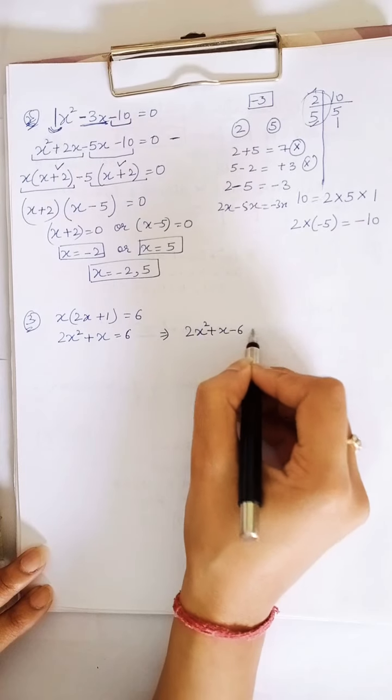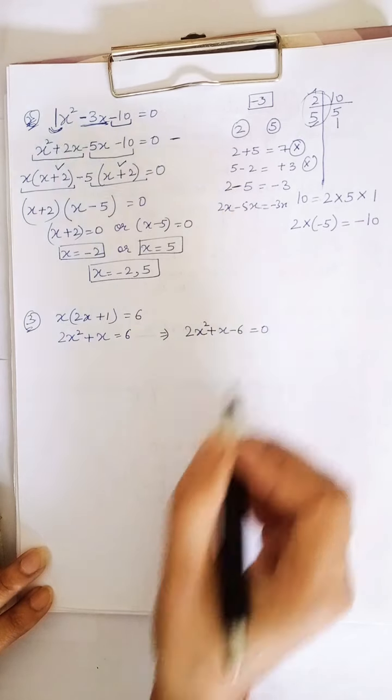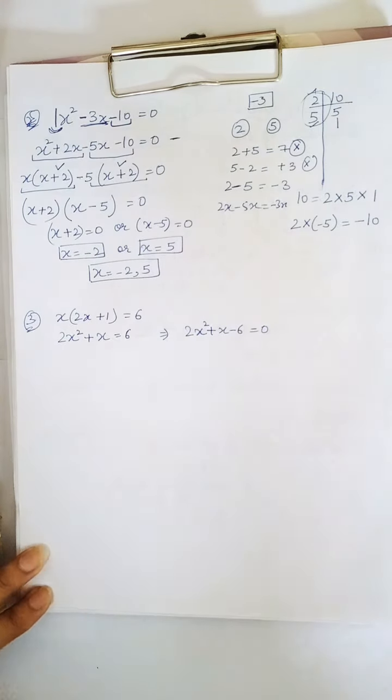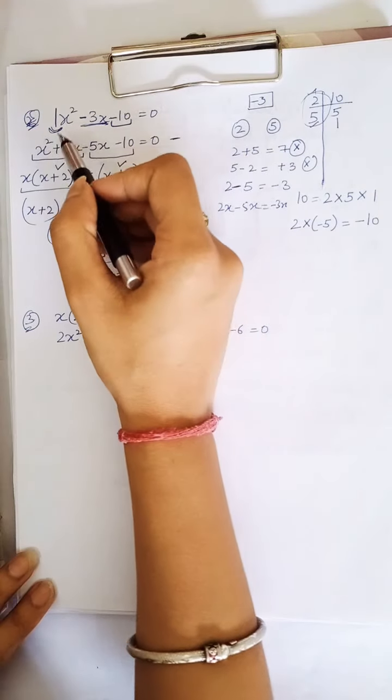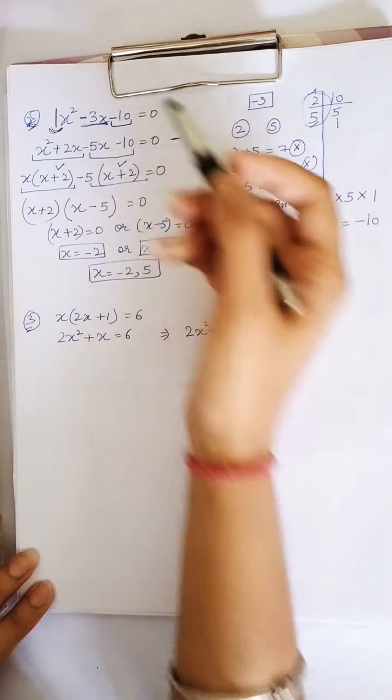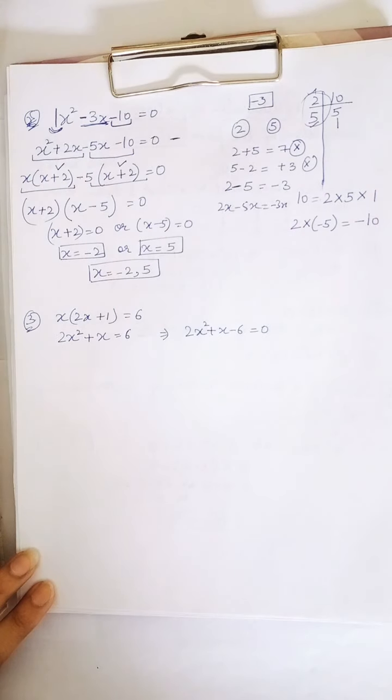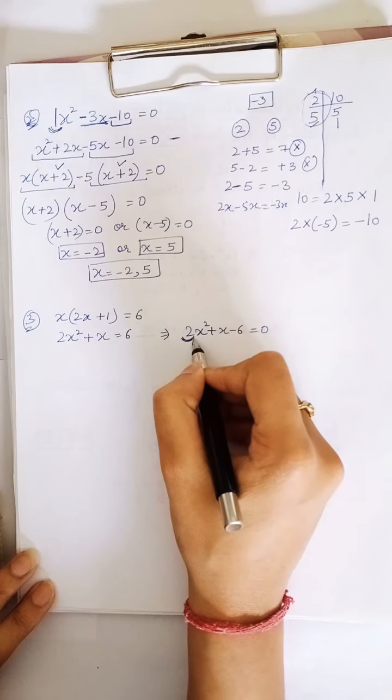It will become 2x² + x − 6 = 0. Now there is some difference between this and the previous question. What is the difference? As I have told you, there the coefficient of x² was 1, and here the coefficient of x² is not 1, it is equal to 2.